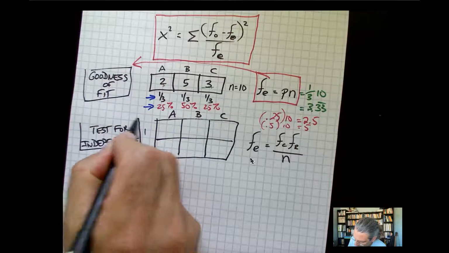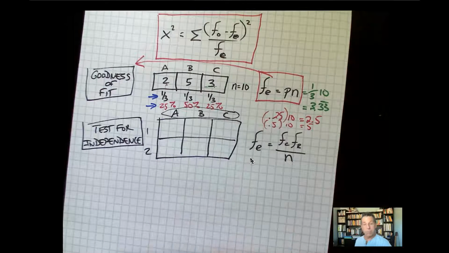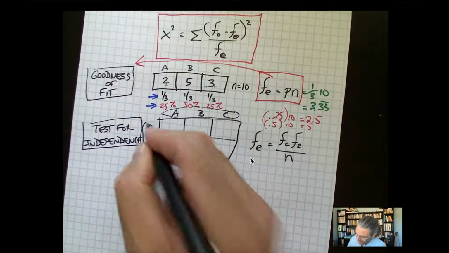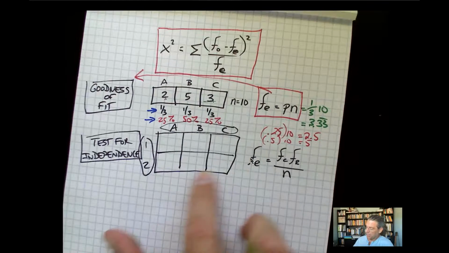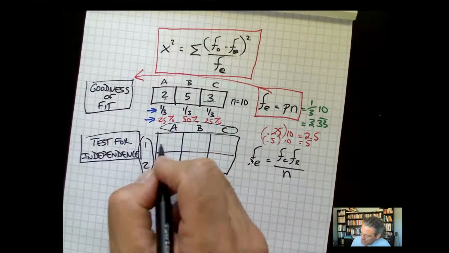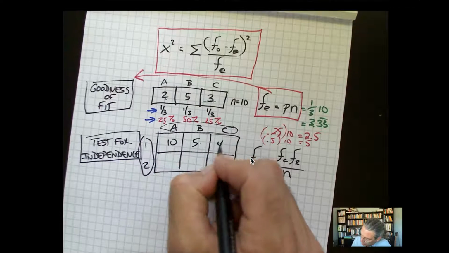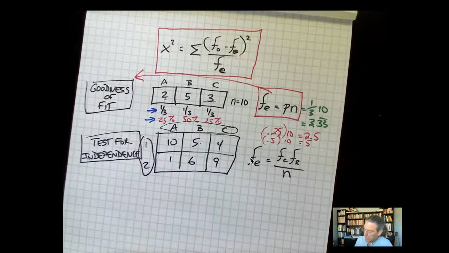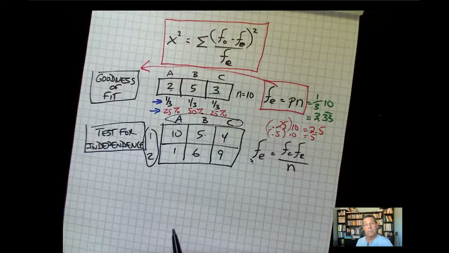Okay, now in this one, you'll notice that the difference is we have one variable up here with 3 categories, and we have a second variable that makes the rows, and it happens to have 2 categories. So if you see a box that has, again, different rows, then you're doing the test for independence. Now, each of these is, again, going to have a number in it. So we might have 10, 5, 4, 1, 6, 9. Okay? Those are your observed frequencies.